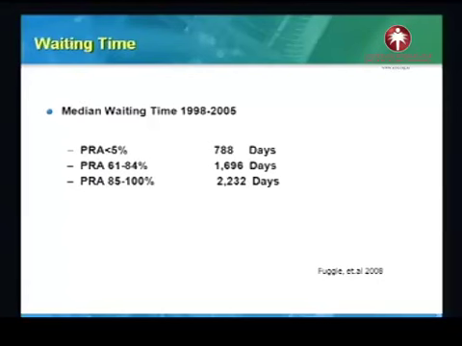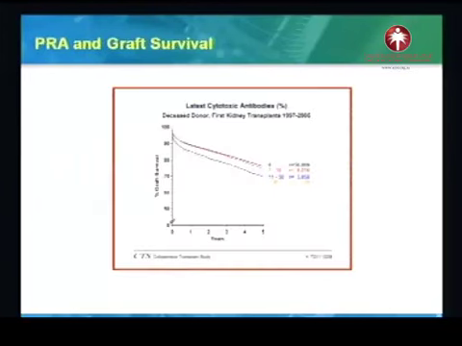This is just showing the median time for groups of people. This is a study in the UK. If you have a PRA less than 5%, your median time on the waiting list before being offered a kidney or transplanted is 788 days. As the percentage of PRA increases, the number of days will also be higher. So many people, unfortunately, who are very highly sensitized will die while waiting for the right kidney.